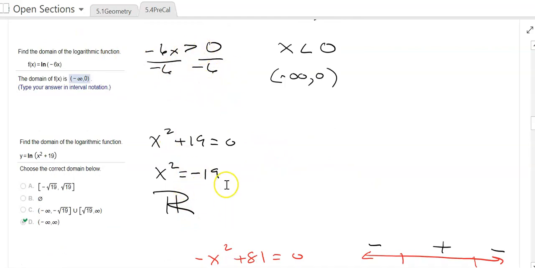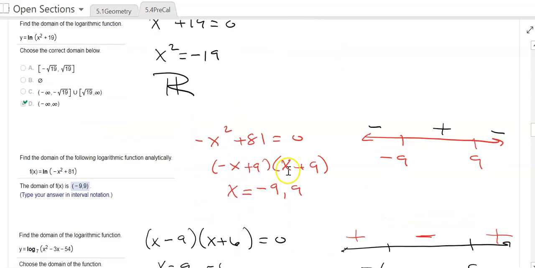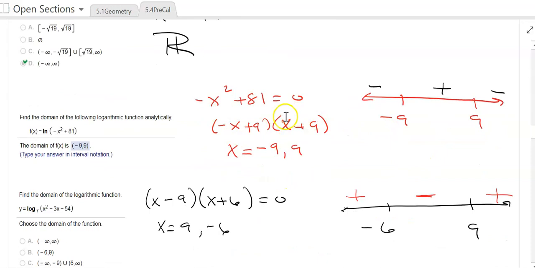Greater than 0 here. This should be greater than 0. We have all real numbers here because we get imaginary numbers when we take the square root of a negative number. And then here we make a chart. Same thing here, which is greater than this. We can just plug in numbers. So I made a little chart here so I know that negative 9 and 9 are the zeros. And so I just plug in some values.